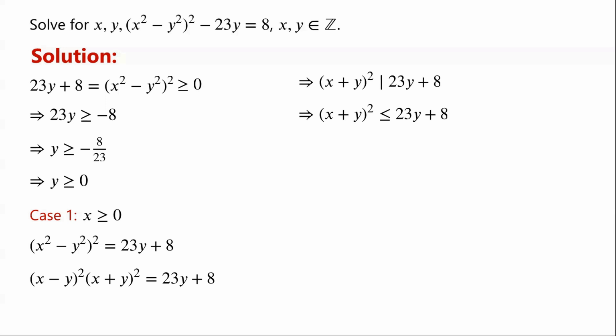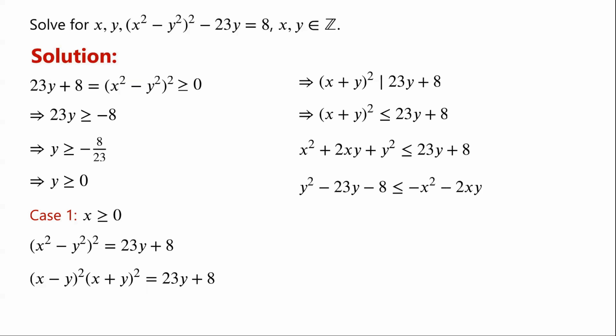(x + y)² equals x² + 2xy + y². Rearranging the inequality, we have y² − 23y − 8 is less than or equal to −x² − 2xy. As both x and y are greater than or equal to 0, −x² − 2xy must be less than or equal to 0. So y² − 23y − 8 is less than or equal to 0. From this inequality, we can determine the possible range of y.